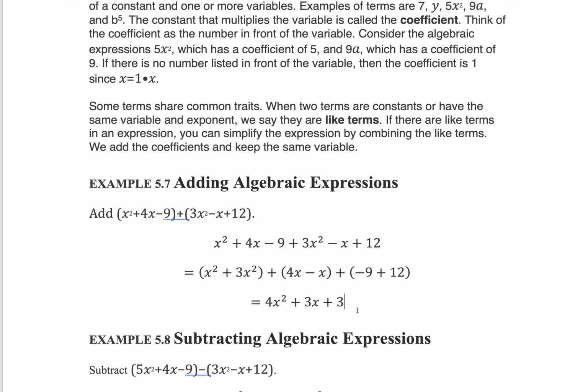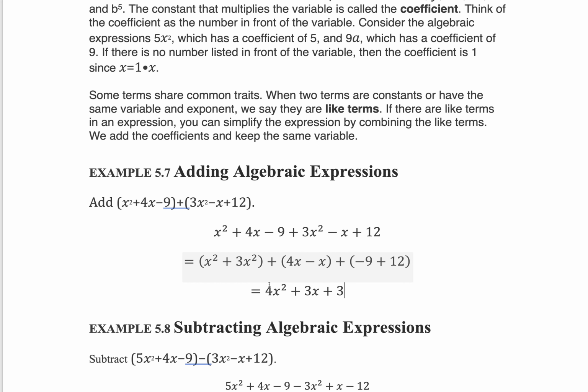And then finally, we got everything simplified. This is the final result. Adding two expressions really means combining like terms. Adding two algebraic expressions simply means to combine like terms.